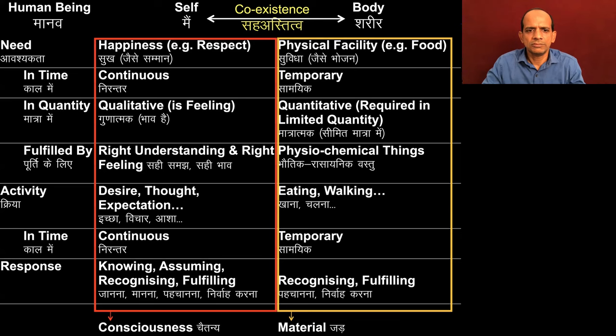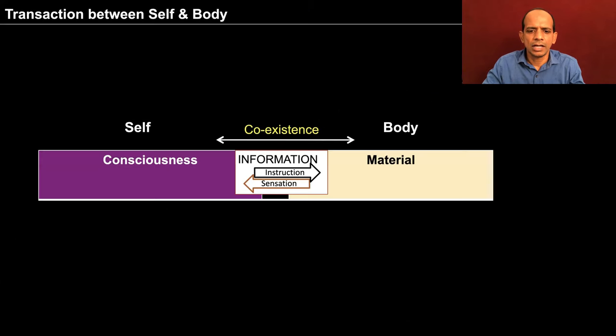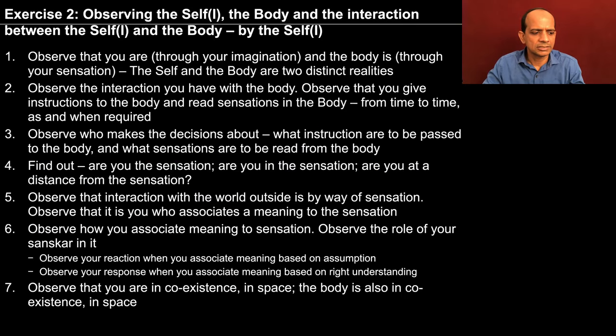So as we have been mentioning that through all these steps, essentially we are trying to see the coexistence of self and body, the self being the conscious entity and the body being the material entity. And there is only exchange of information between the self and the body. And this is something that we are trying to observe at a very minute level. These are the 7 steps that we are going through.